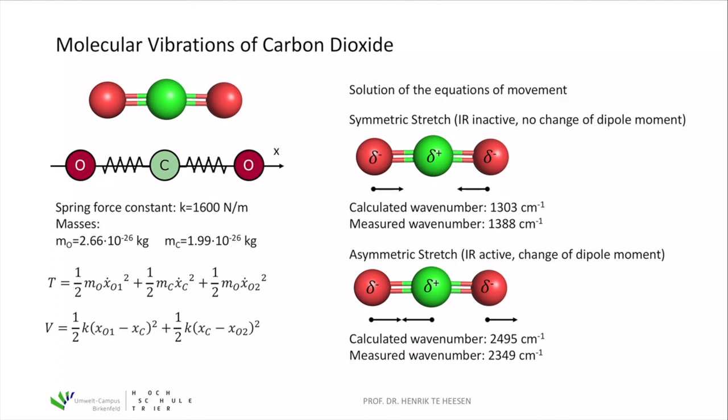If you solve these equations of motion, you can see the results on the right-hand side. We have two different movements coming from our simplified model with these two springs representing the chemical double bond. On the one hand, we get a symmetric stretch of our molecule: the carbon atom in the center doesn't move, and both oxygen atoms move symmetrically, getting closer to the carbon atom and then going far away from it. That's the vibration of these two oxygen atoms. In this case, it's called a symmetric stretch, as the oxygen atoms vibrate symmetrically.